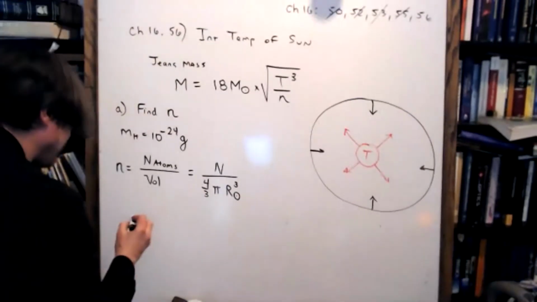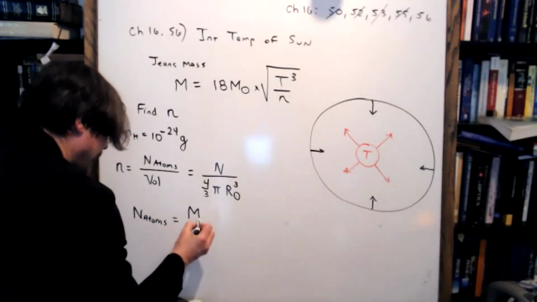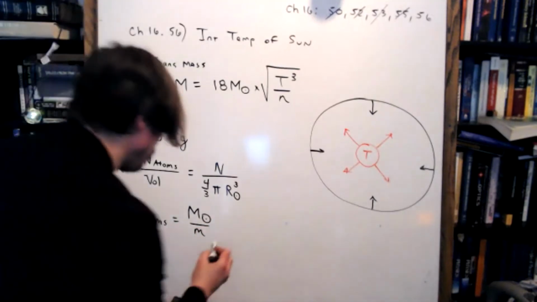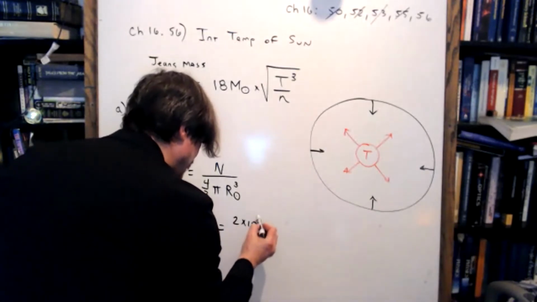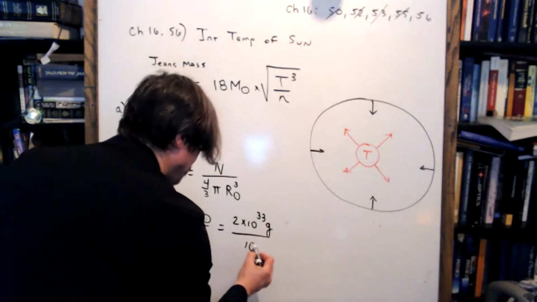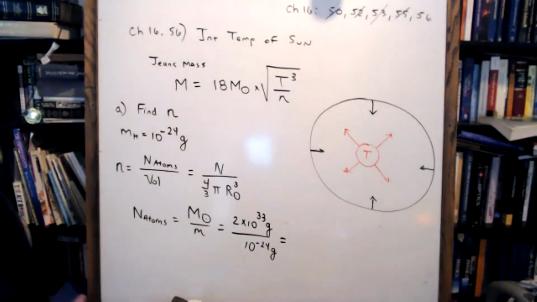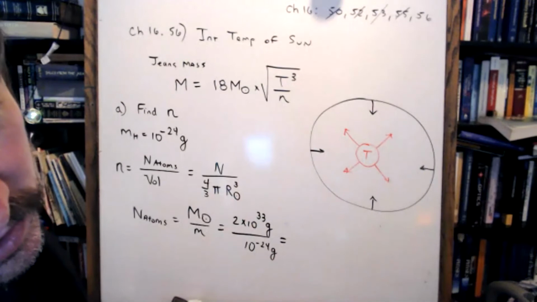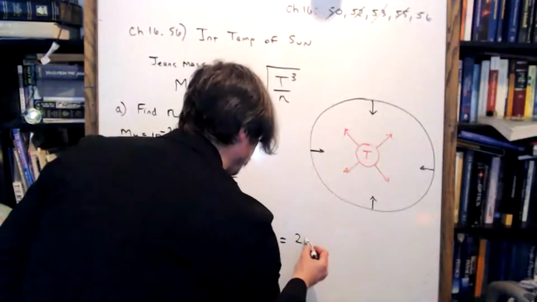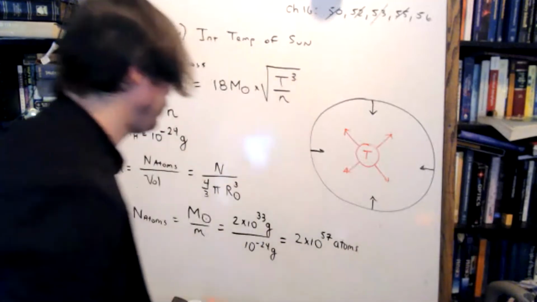One way to do the number of atoms in the sun is to take the mass of the sun and divide it by the mass of hydrogen atoms. The mass of the sun is 2 times 10 to the 33 grams. The mass of a hydrogen atom is 10 to the negative 24 grams. If we do this cool guy style, 30 plus 20 is 50, 3 plus 4 is 7. Once again, we have 2 times 10 to the 57 atoms in the sun.